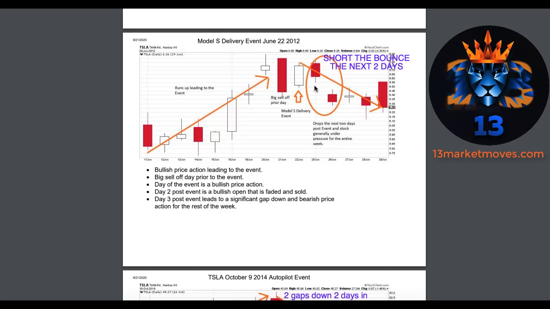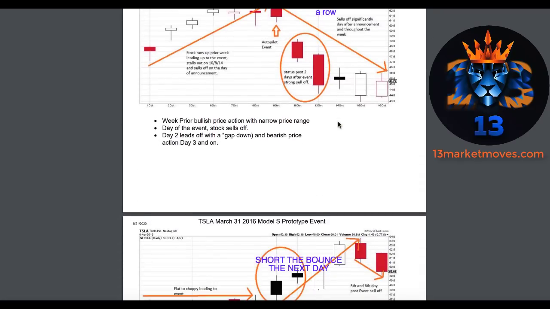So if you're looking from a standpoint of a short-term type trade, you short it in the morning, you collect the gains on the drop. In some events, like on this chart, it actually continues to drop lower, so you can short it in the bounce and collect more profits the day after.